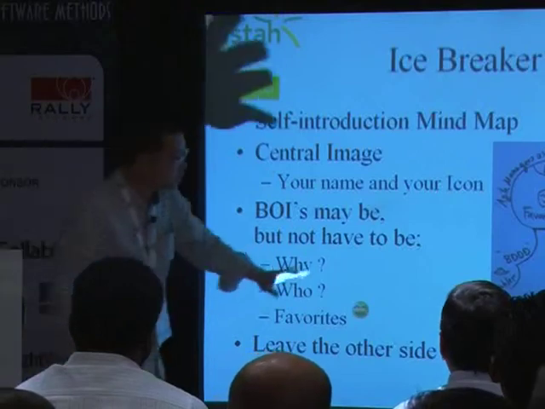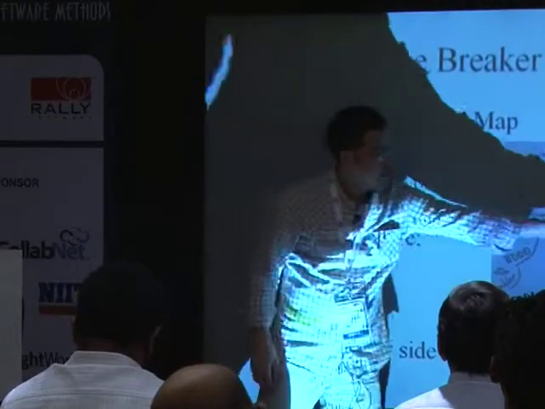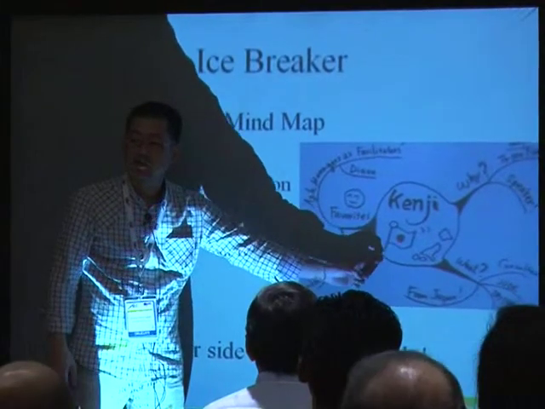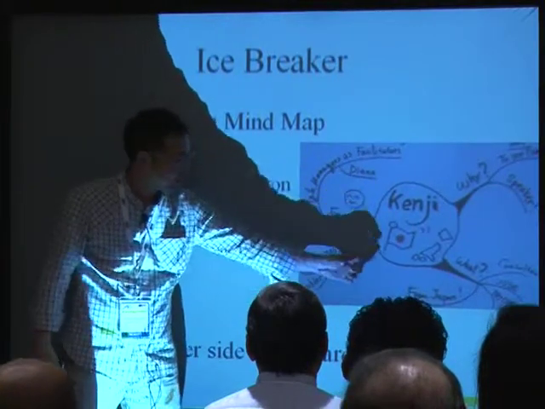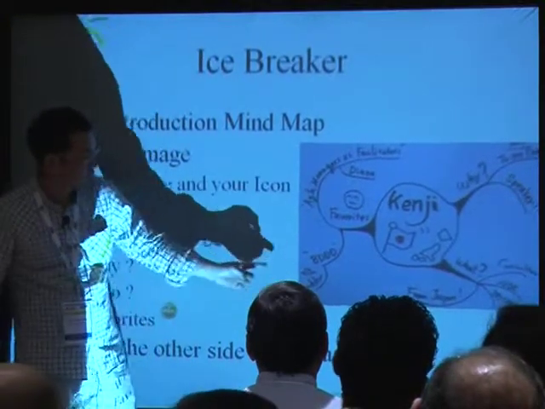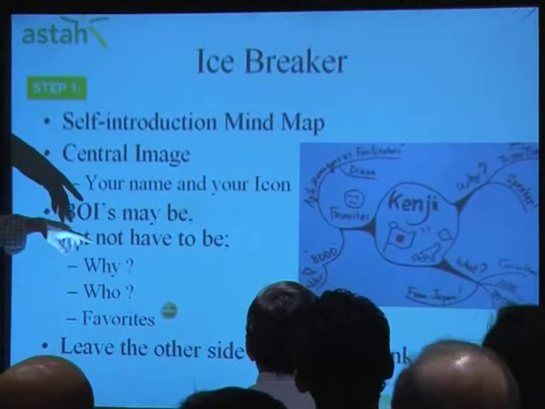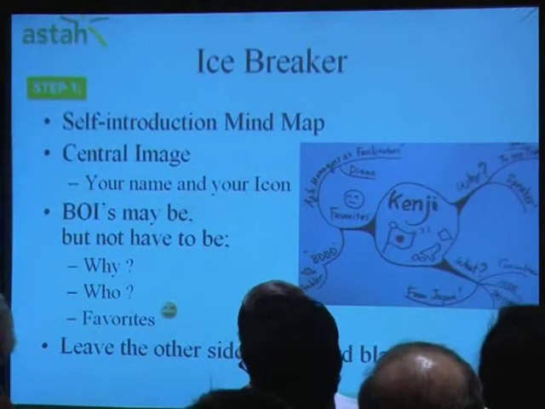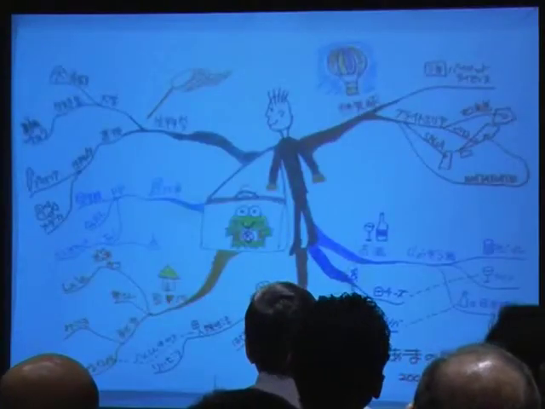Oh, but I would like to say that this is my self-introduction mind map, a very simple one. Kenji is my name, and I always draw a Japan thing because Japan is my identity. And favorite things and something else, you can choose those BOI. BOI is a basic ordering idea, those first branches. But you can explore and grow the branches. So I will skip this workshop, but I will show another example.